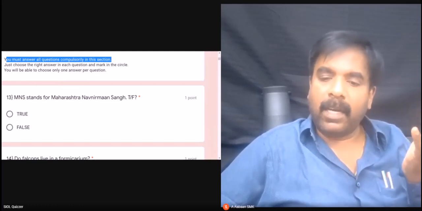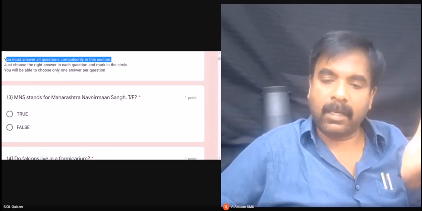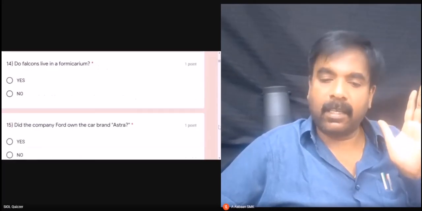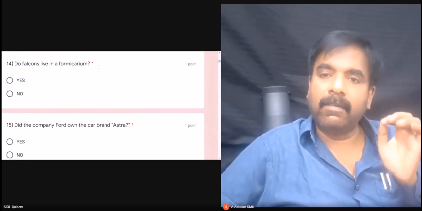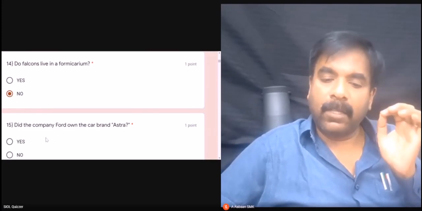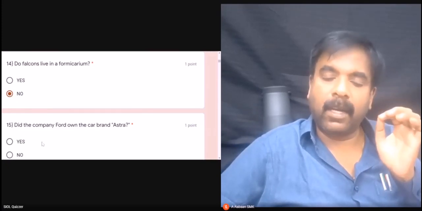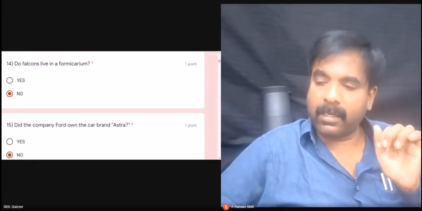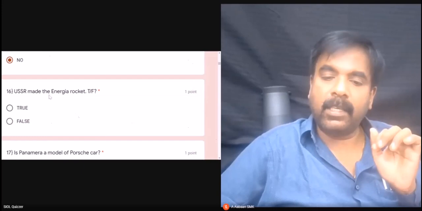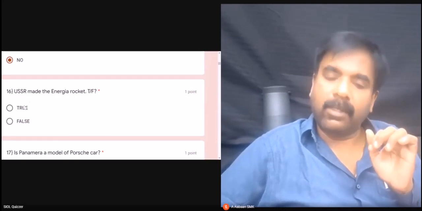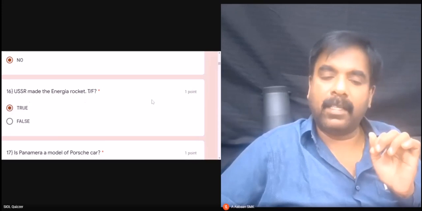That's all. Maharashtra Nav Nirman Sangh. I give it as false because it is Sena, not Sangh. Do falcons live in a formicarium? No. It is the ant that lives in a formicarium. Did the company Ford own the car brand Astra? The answer is no. It was owned by Opel, I think. Okay, next question. USSR made the Energia rocket. True or false? I think it was USSR that made the Energia rocket.